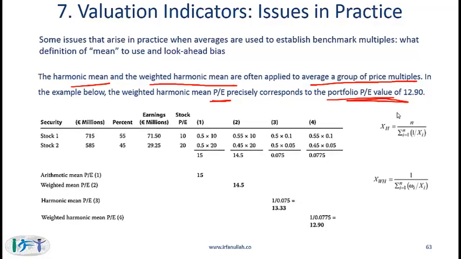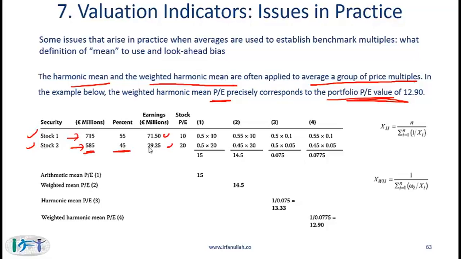So where are these numbers coming from? To illustrate the point, the curriculum identifies a very simple portfolio of two stocks, stock 1 and stock 2. The market cap of stock 1 is 715, market cap of stock 2 is 585, and then in your portfolio, percentage of stock 1 is 55%, percentage of stock 2 is 45%, and these are the earnings numbers, 71.5 and 29.25.